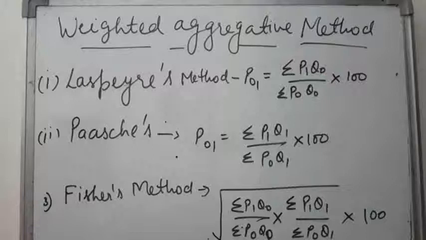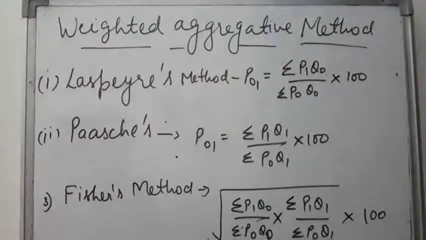Next is the weighted aggregative method. Under this method, different goods are accorded weight according to the quantity bought. Different economists gave different formulas for constructing the index number. Some have given the weights on the basis of quantity bought in the current year, some on the basis of quantity bought in the base year, and some use both years, current year and base year.